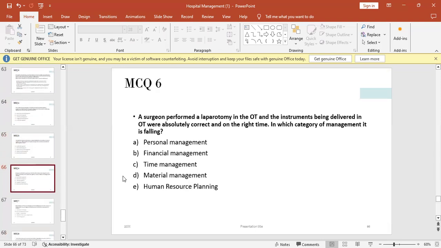A surgeon performed a laparotomy in the OT and the instruments delivered in the OT were absolutely correct and on the right time. In which category of management does this fall: personnel management, financial, time, material, or human resource planning? C. It's material management.